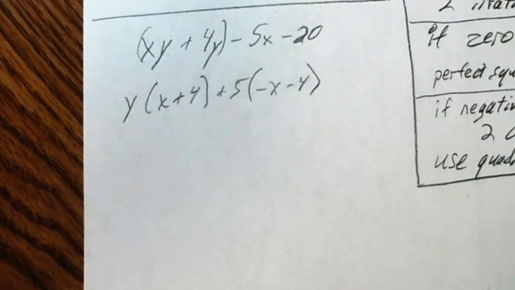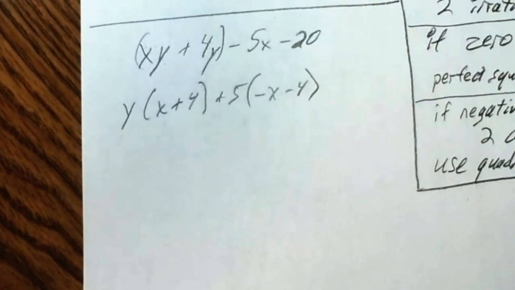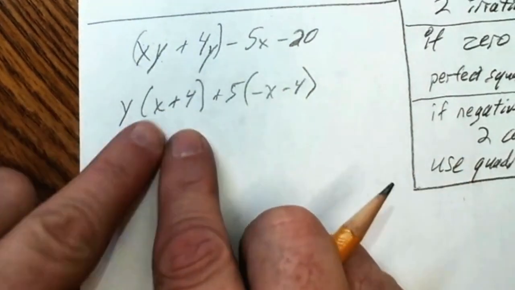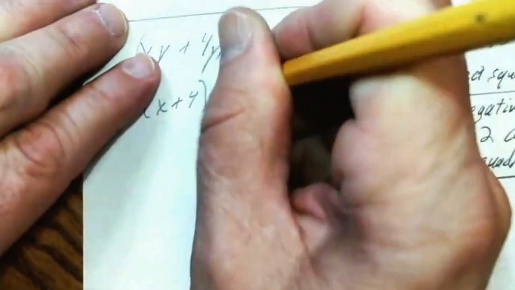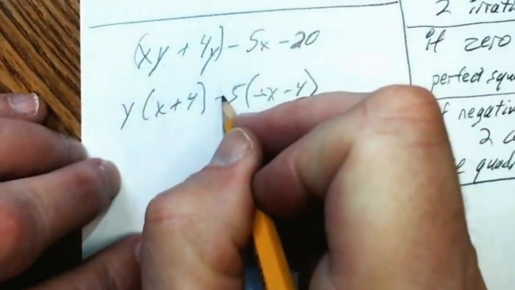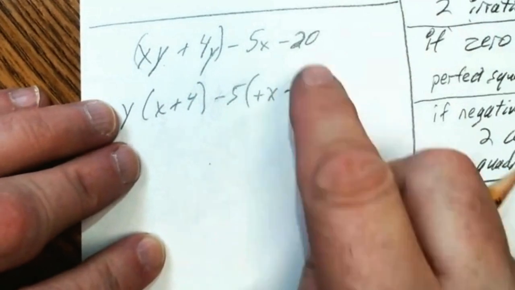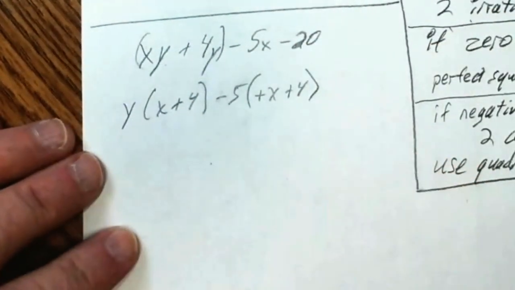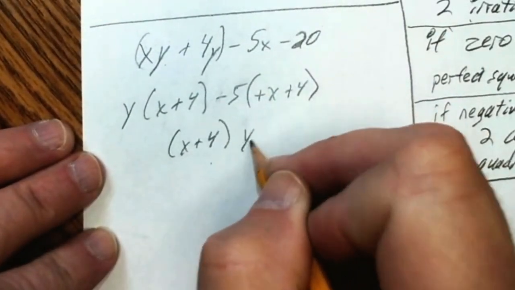That will get you where you're like, wait a minute, there's nothing in common. This is x plus 4, and this is negative x minus 4. That's an error in solving it, because what you should have done, you're trying to get an exact same term. I can get that term if I pull out a negative 5. Negative 5x divided by negative 5 is a positive x. Negative 20 divided by negative 5 is a positive 4. And now I've got x plus 4. And I can factor that x plus 4 out, leaving y minus 5.